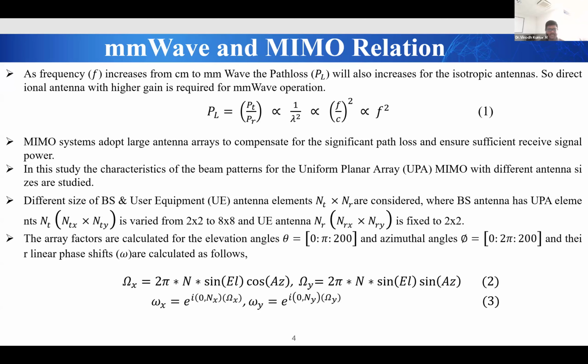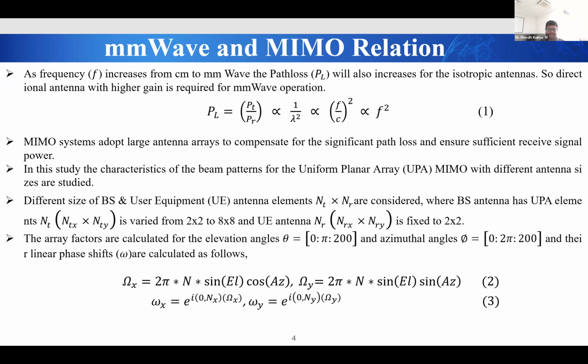What we can do is use directional antennas for millimeter wave operation. There's a requirement of MIMO antennas, so we require many antennas at the transmitter and receiver. The term MIMO itself states that we require multiple antennas at the transmitter and multiple antennas at the receiver. So here we have taken a uniform planar array as per the 3GPP specs, and you could see different base station antenna sizes and different user equipment dimensions we have taken. NT cross NR represents the total number of antennas at the transmitter side and the receiver side.